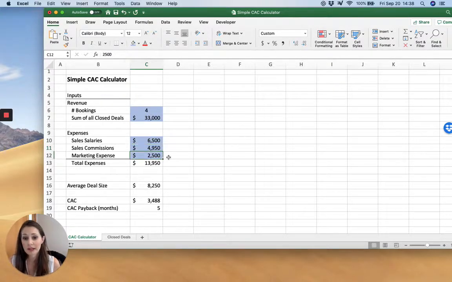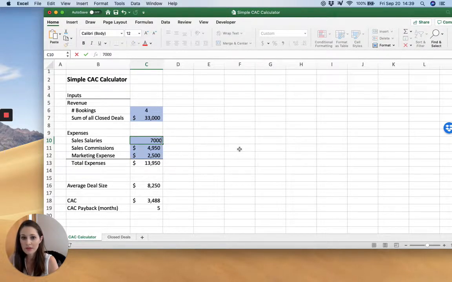And then we have marketing expense. So that's all of the spend that you have on marketing employees, ad spend, events, anything that has to do with marketing. So we have the total expenses here as $13,950. And you can go around and change this. Maybe you spend a little bit more on sales salaries. Maybe you have less commissions. And maybe you spend a lot on marketing.